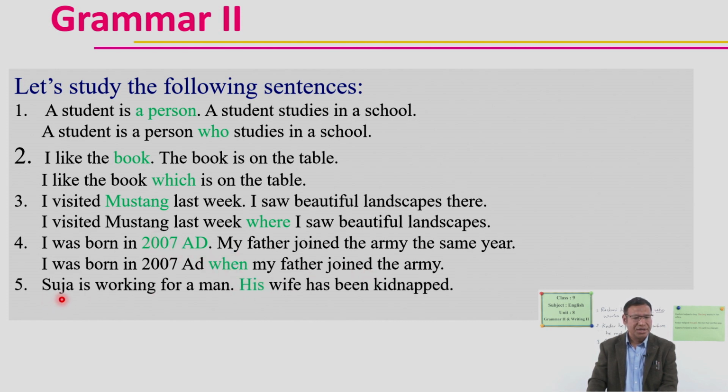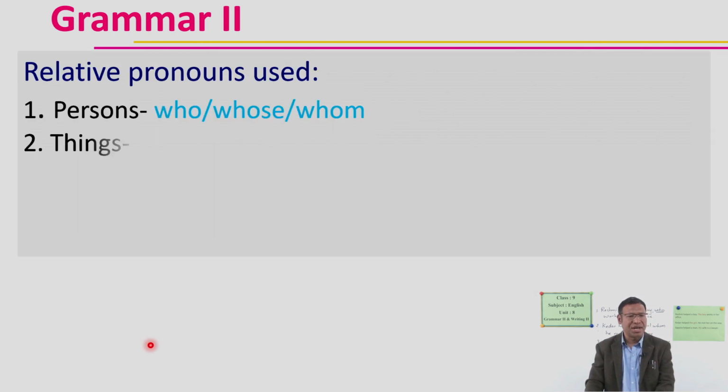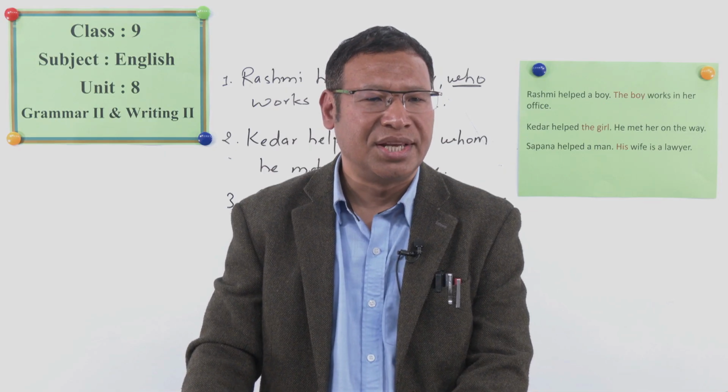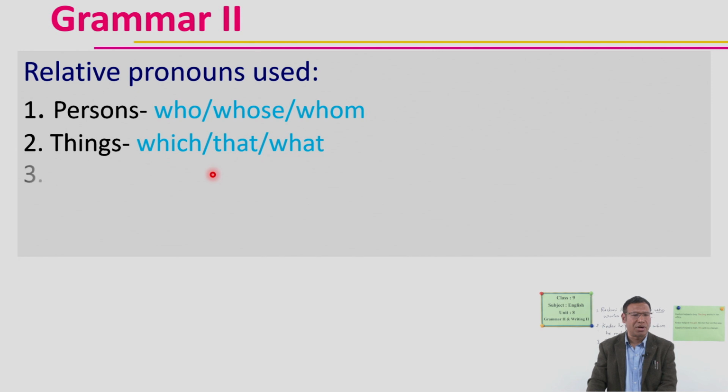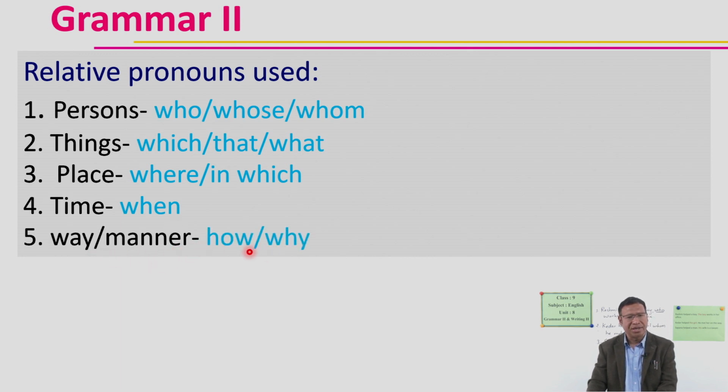Similarly, Sujai is working for a man. His wife has been kidnapped. Sujai is working for a man whose wife has been kidnapped. So in the possessive case, "whose". In this way, we can understand that a person is indicated by who, whose or whom. Things are indicated by which, that or what, and place by where. Sometimes you can use "in which", and time is indicated by when, and manner by how and why. So these are the various relative pronouns that can be used to connect sentences.